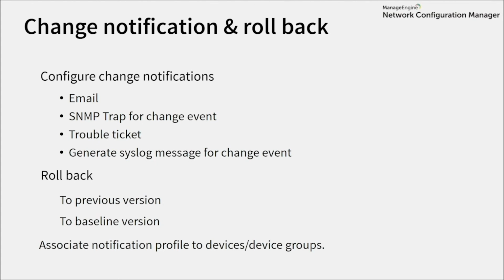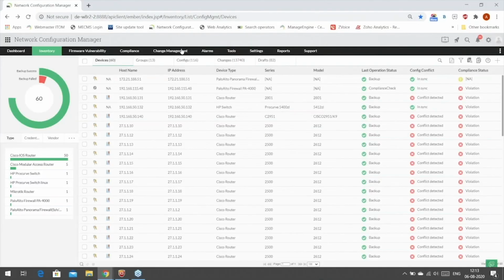So with NCM, you can also trigger and create new notification profiles based on what kind of changes you have to be alerted about. So you can create configuration change notifications to receive notifications via email, SNMP, trouble ticket, generate a syslog message for a change event, and so on. And you can also trigger a rollback mechanism. So let me show you how to do this. So you go to the change management here.